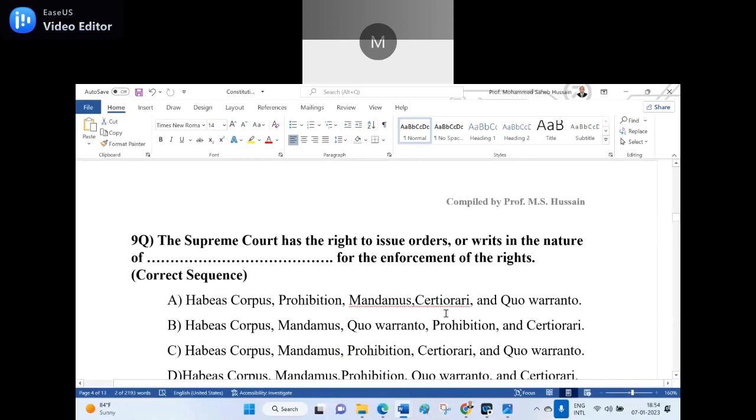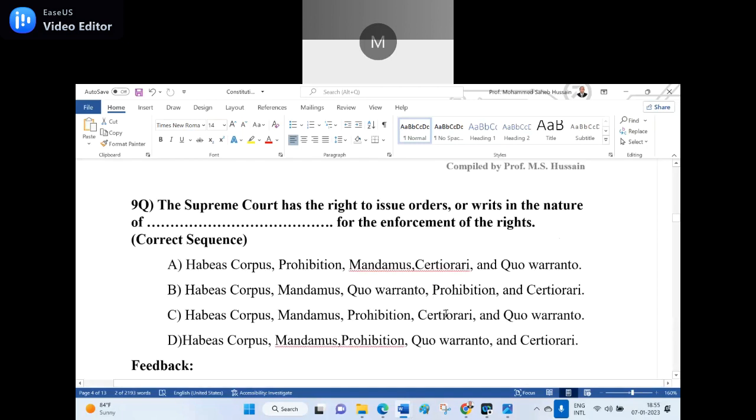Ninth question. The Supreme Court has a right to issue orders or writs in the nature of dash for the enforcement of the rights. Correct sequence you have to tell me. Here A, habeas corpus, prohibition, mandamus, certiorari and quo warranto. B, habeas corpus, mandamus, quo warranto, prohibition and certiorari. C, habeas corpus, mandamus, prohibition, certiorari and quo warranto. D, habeas corpus, mandamus, prohibition, quo warranto and certiorari.